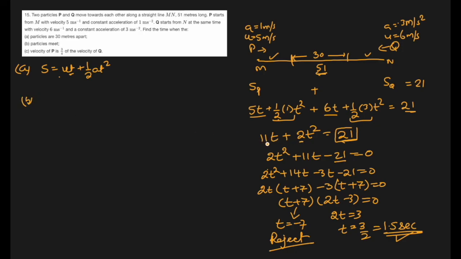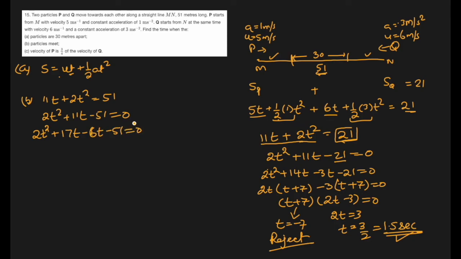So what we got on the left side, this one, right? 11T plus 2T square equal to 51. So the quadratic equation becomes 2T square plus 11T minus 51 equal to 0. So I will now write 17T minus 6T. You might be wondering, how do I get these? There is a special way of doing this. I have not prepared any video on this, but you can search YouTube. You'll find many videos on how to factor this.